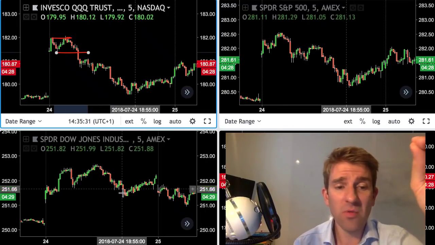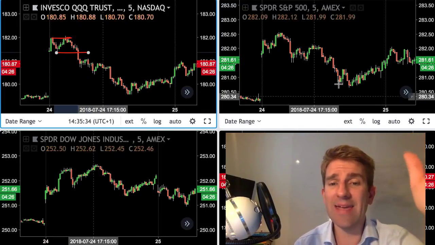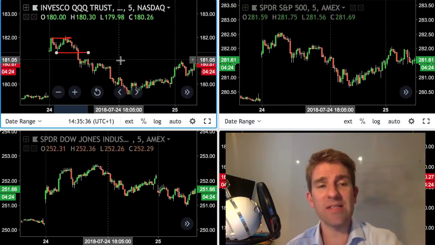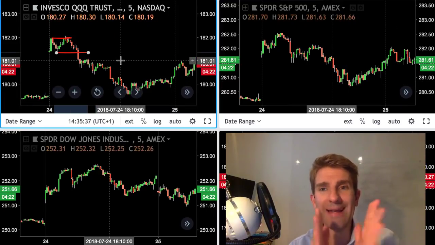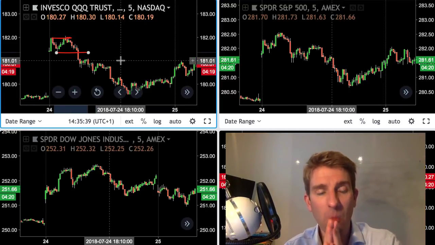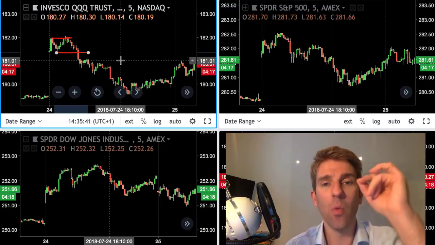On the Dow, we haven't even taken out the low. We're nowhere near that gap. S&P's a little bit weaker, but it's not as weak as the Nasdaq. So a short in that circumstance would have paid off way better on the weaker one of the three.